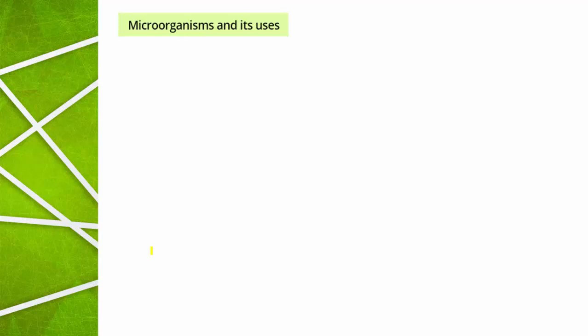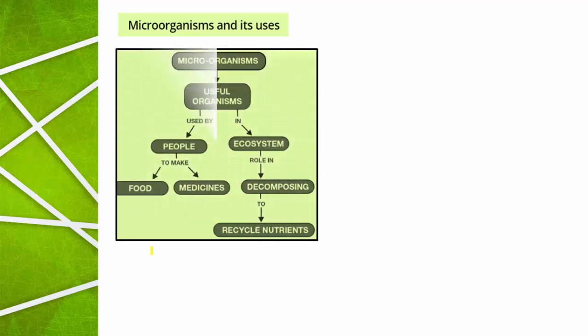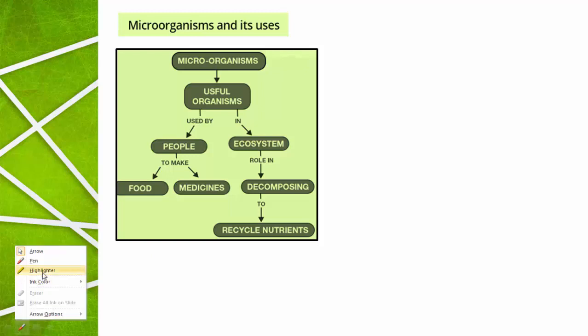Then moving to the next one, microorganisms and their uses. What are the different areas where microorganisms are used for beneficial production? Microorganisms are useful organisms used by man, and they are proved to be very useful in the ecosystem. Microbes are used by humans for the production of food, and even for the production of medicines. Antibiotics are produced with the help of microorganisms.